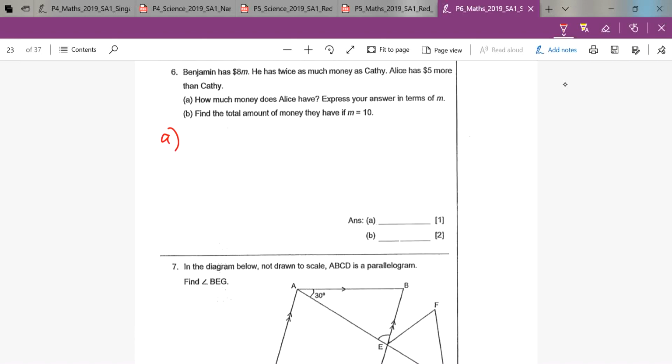So Benjamin has twice as much money as Katie, right? So Katie will be 8M divided by 2. That would be $4M. Alice has $5 more, so Alice will be 4M plus $5.